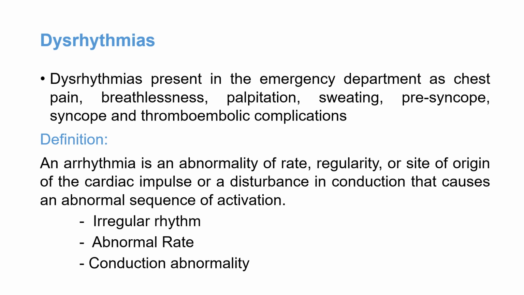So here, in a patient with dysarrhythmias, the rhythm will be abnormal. The normal heart rate is 60 to 100, so here you can see the dysarrhythmia: either the heart rate will be above 100 or less than 60.